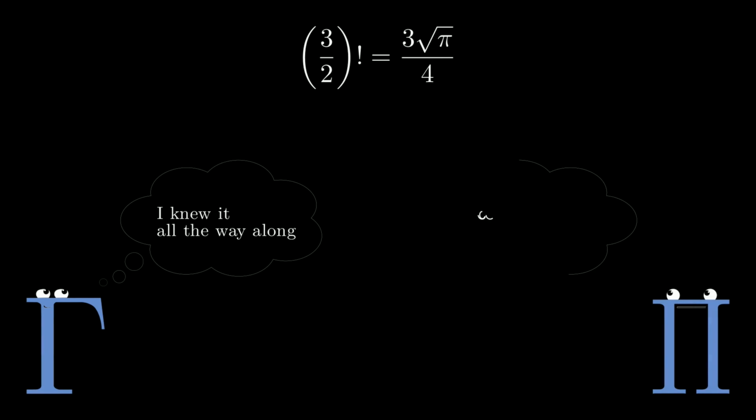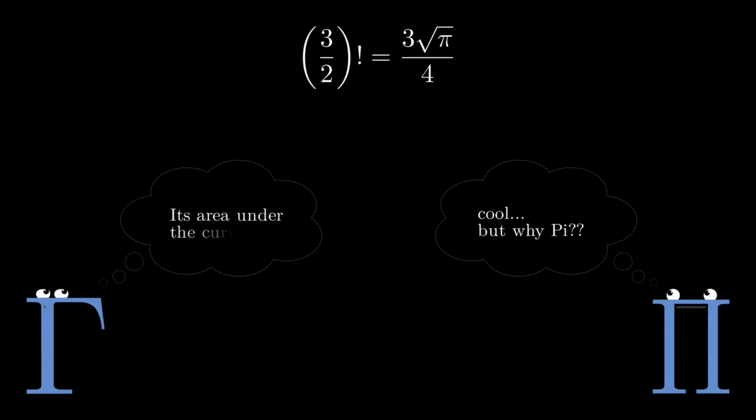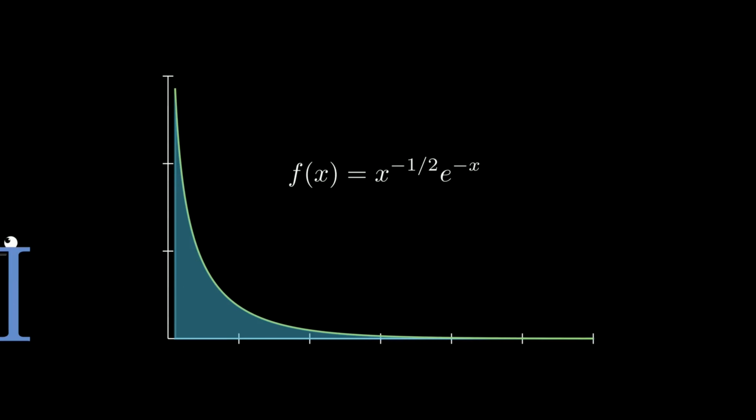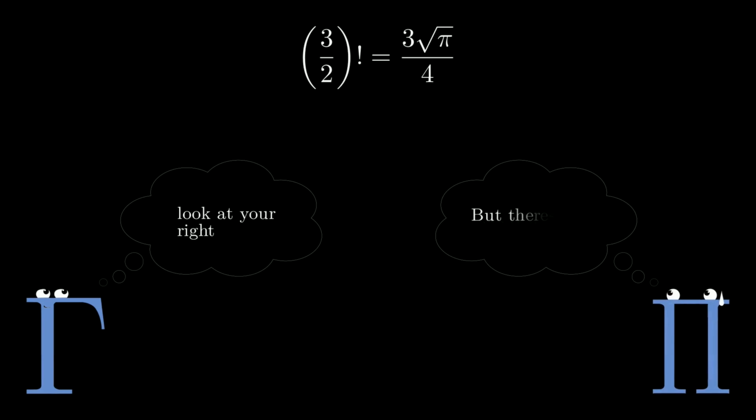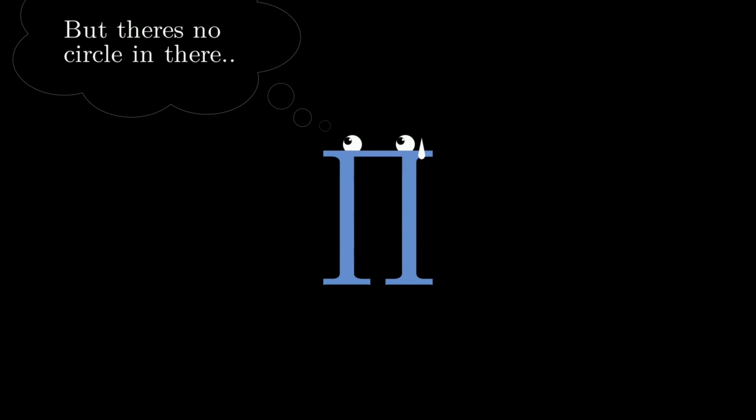But wait, what's pi doing in the factorial? By now, you must have realized that all we're doing is evaluating integrals, which is nothing but finding the area under the curve. So pi appearing here is not so shocking now, but still, finding where is the circle in it is an interesting task to do, which I leave up to you.